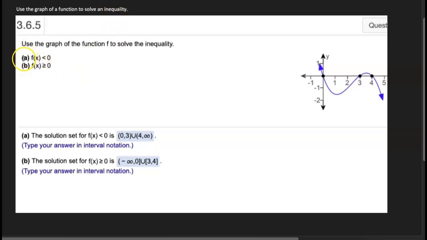In this example, I'm going to use the graph to help solve the inequality f of x less than 0. So I just want you to remember that f of x really is nothing more than y, right? It's the output values. So where y is less than 0 is everything here where y is negative. In general, that would be anything below this x-axis. That's where f of x is less than 0.